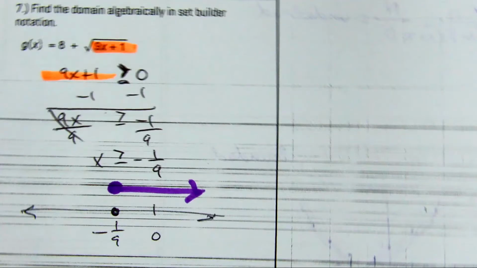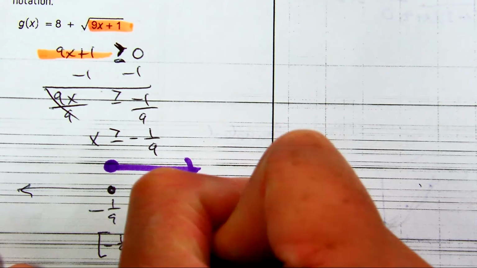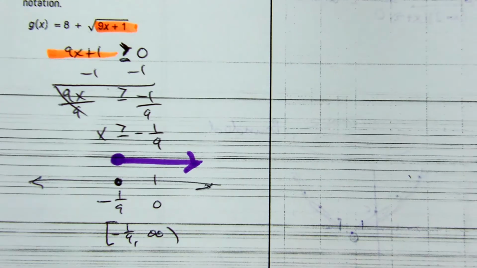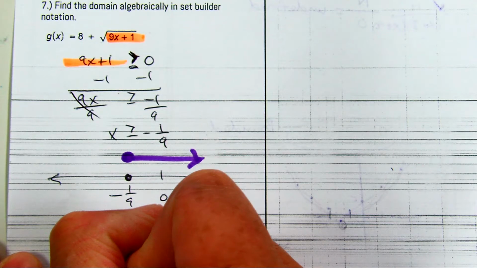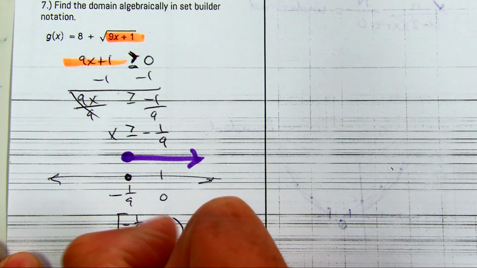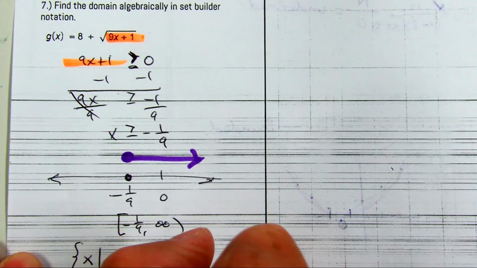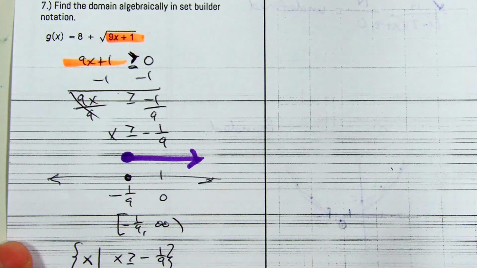In interval notation, that would be bracket negative 1/9, comma, infinity. But it tells you to do it in set builder notation. So, all values of x such that, and then you basically put the inequality in. X is greater than or equal to negative 1/9. And that's our answer.